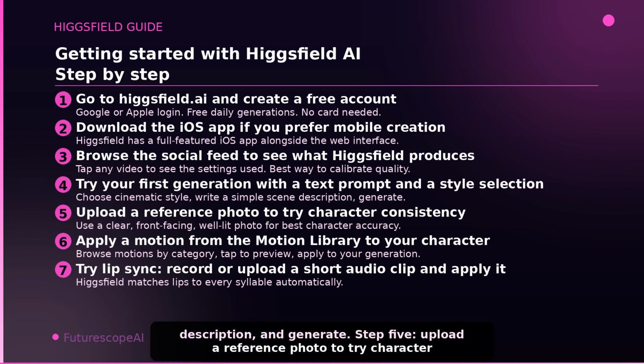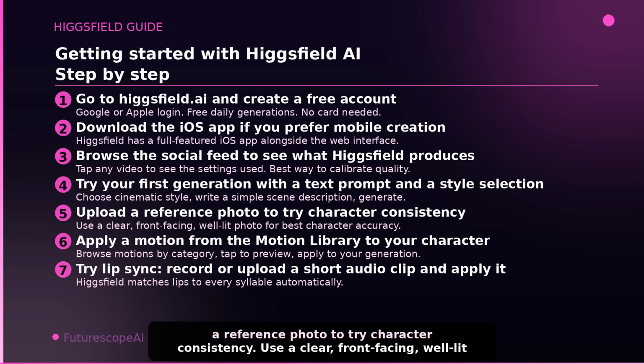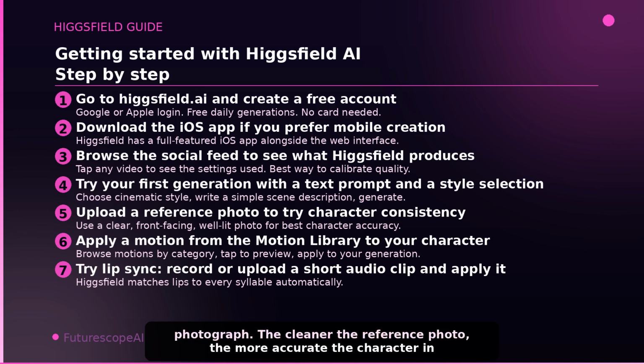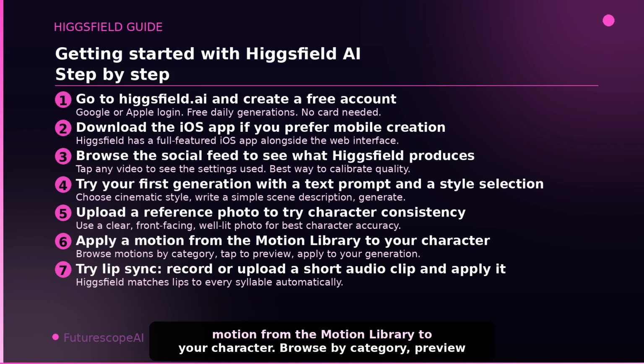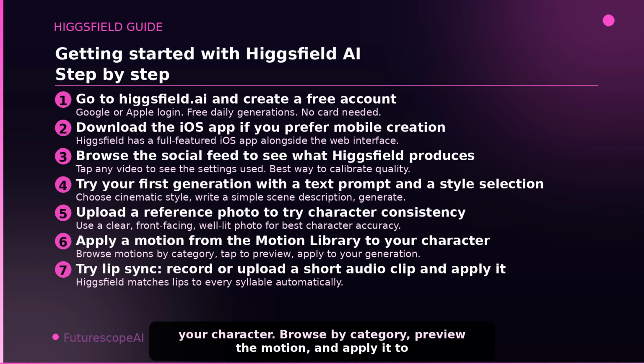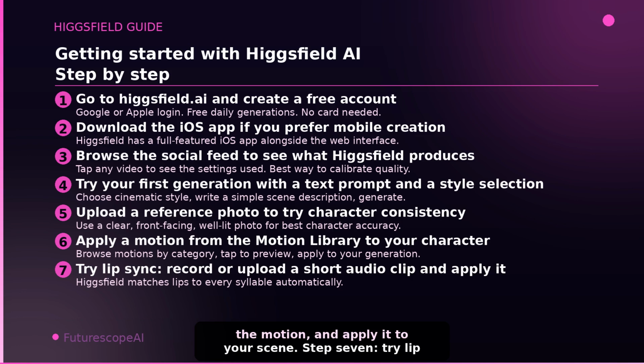Step 5. Upload a reference photo to try character consistency. Use a clear, front-facing, well-lit photograph. The cleaner the reference photo, the more accurate the character in the video. Step 6. Apply a motion from the motion library to your character. Browse by category, preview the motion, and apply it to your scene. Step 7. Try lip sync. Record or upload a short audio clip and watch Higgsfield match the character lips to every syllable.